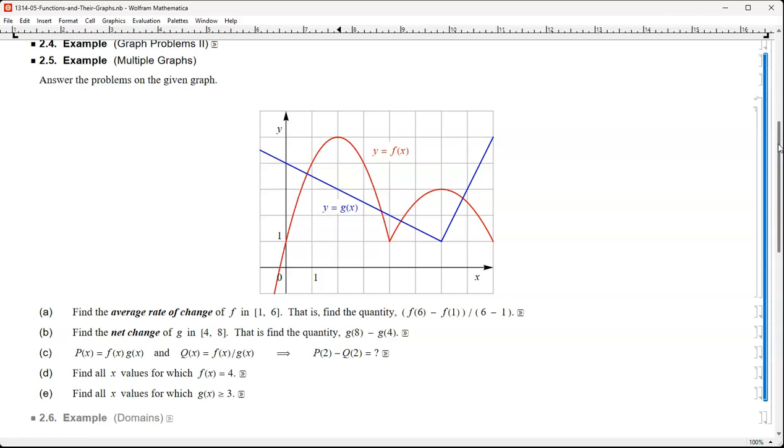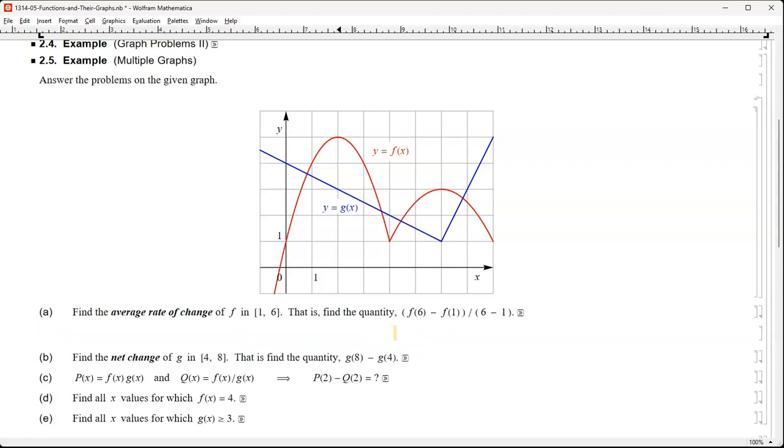Okay, let's answer the questions here. Part A concerns only the red graph. Find the average rate of change in the interval 1 to 6. So f of 6 minus f of 1 divided by 6 minus 1. If you can find f of 1 and then f of 6, then you're through, because you can plug in f of 1 right here, f of 6 right there, and then 6 minus 1 is 5. So you can do this kind of computation easily.